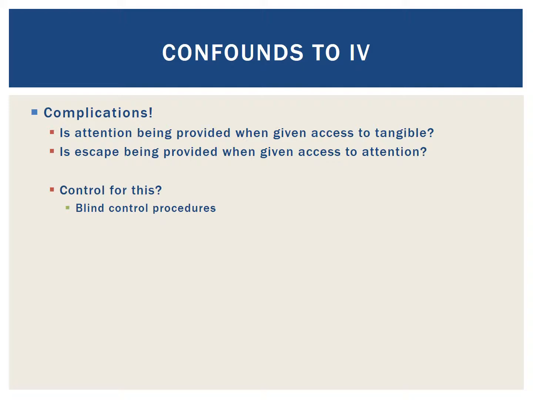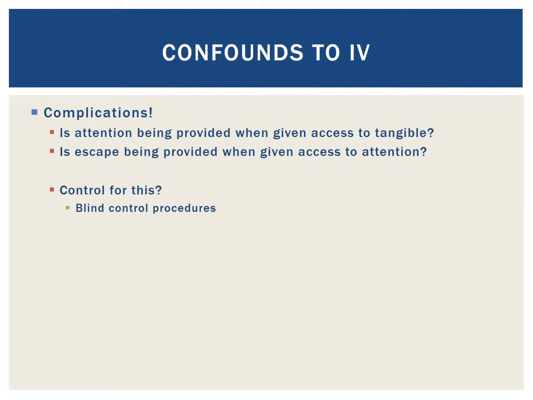Now let's take a look at confounds that are not related to measurement, but related to the actual independent variable or the intervention. So let's say that part of your study is looking at function-based interventions. And let's say that in your observation you see that someone's actually getting attention when they're getting access to a tangible. So this is a common problem with direct functional assessment measures.